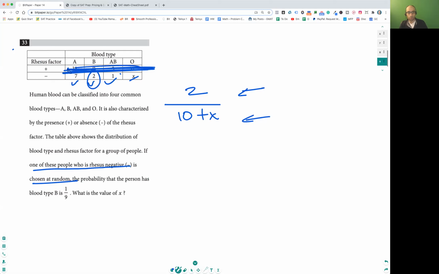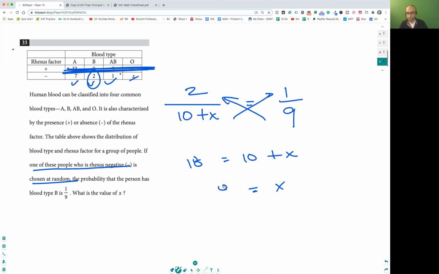Okay, this 2 over this whole thing, right? 2 over this piece here, which is this. And this is given, guys, to be 1 over 9. Okay, that's given. Exactly right. That's it. And now we can cross multiply, right? You get 18 is equal to 10 plus x, because 9 times 2 is 18. And then you can solve for x, which is equal to 8.